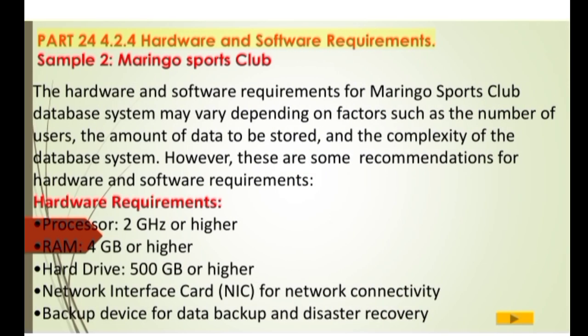Part 24, 4.2.4 Hardware and Software Requirements. Sample 2. Maringo Sports Club. The hardware and software requirements for Maringo Sports Club database system may vary depending on factors such as the number of users, the amount of data to be stored, and the complexity of the database system. However, these are some recommendations for hardware and software requirements. Hardware requirements: processor 2 GHz or higher, RAM 4 GB or higher, hard drive 500 GB or higher, network interface card (NIC) for network connectivity, backup device for data backup and disaster recovery.